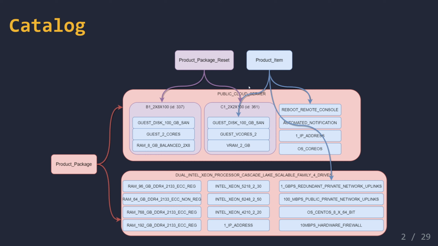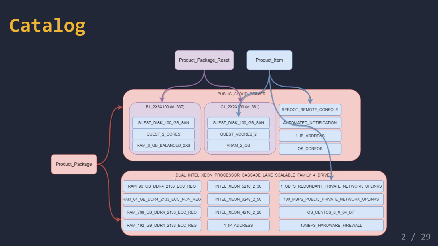So for example, we have the public cloud server package. It has two presets, which in the ordering portal are called flavors, but they're the same thing. These flavors or presets are basically groups of items that you order together, and they're kind of like a set deal. And then it has a bunch of other items that you can also add on to your order, like the operating system, IP addresses, automated notification, that sort of thing.